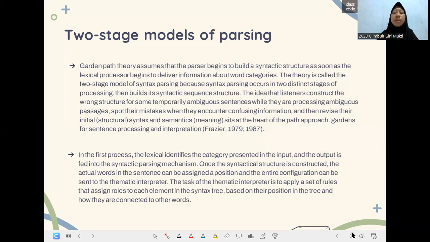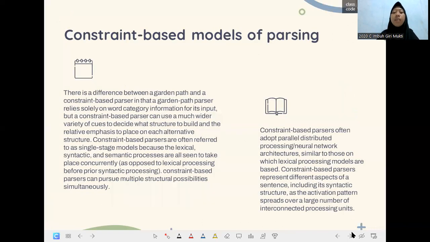And then the constraint-based model of parsing. There is a difference between a garden path and a constraint-based parser. The garden path parser relies solely on word category information for its input, but a constraint-based parser can use a much wider variety of cues to decide what structure to build and the relative emphasis to place on each alternative structure.